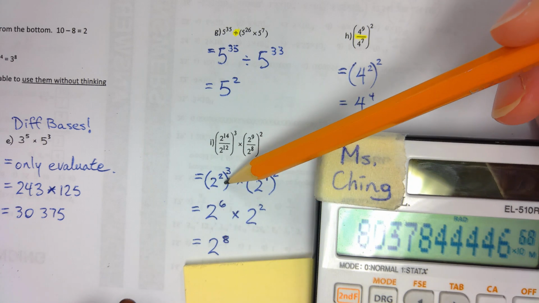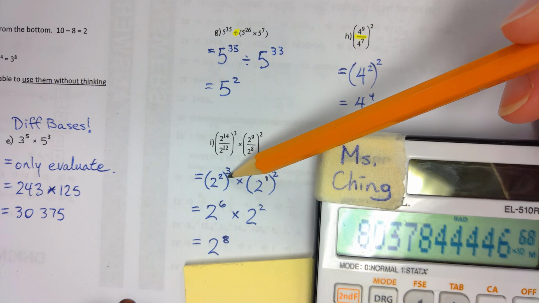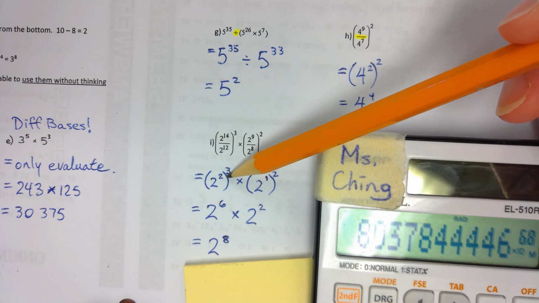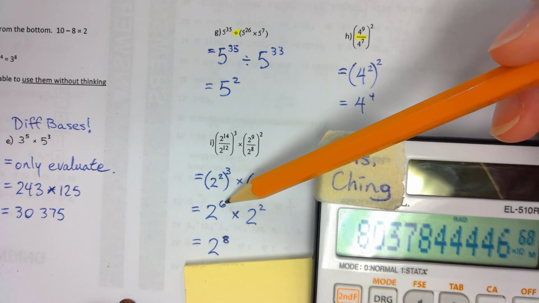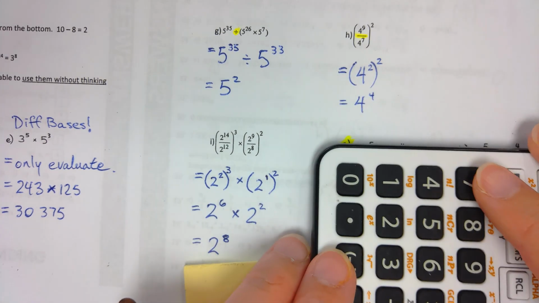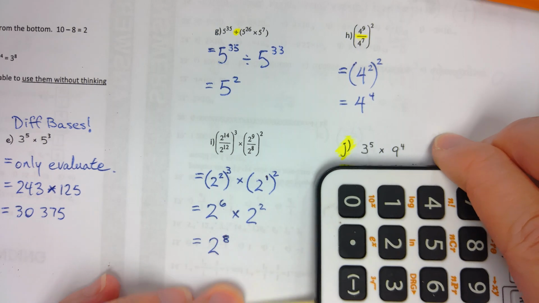This right here always tricks people. 2 to the power of 2 cubed is not 2 to the 5, which I see all the time. Okay, typical mistake that people do. So 2 to the 6. Okay, now that I warned you guys, you better not make that same mistake. All right, J.